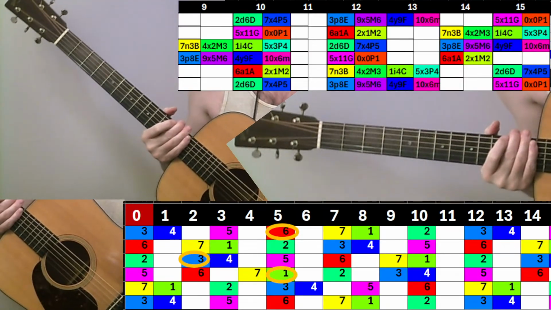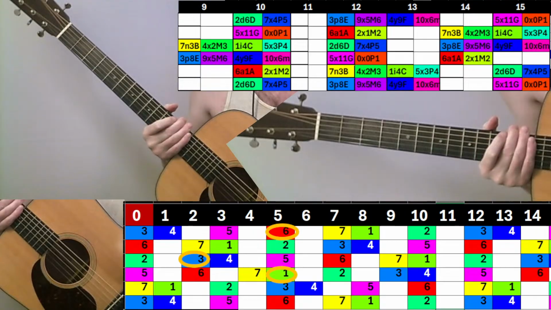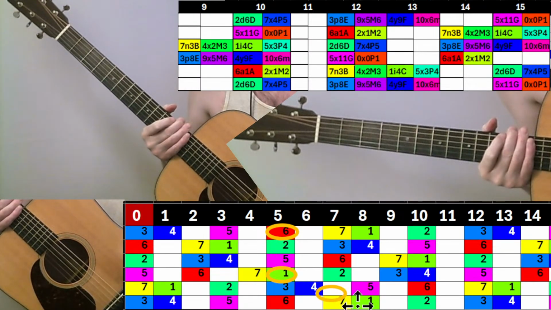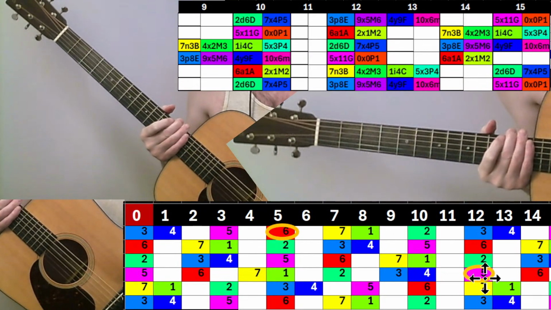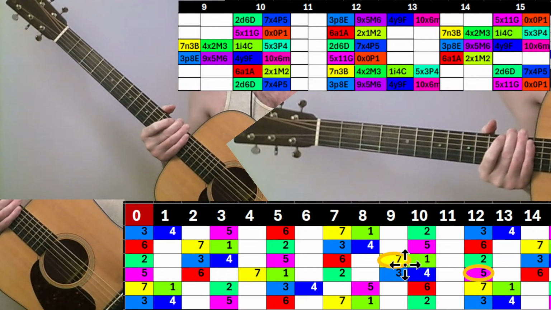Alright. What am I doing today? I don't know. I'm doing the same thing I do every day. Try to take over the fretboard. Okay. What are we doing this time? We're doing the same thing we do every time. Gonna take over the fretboard.